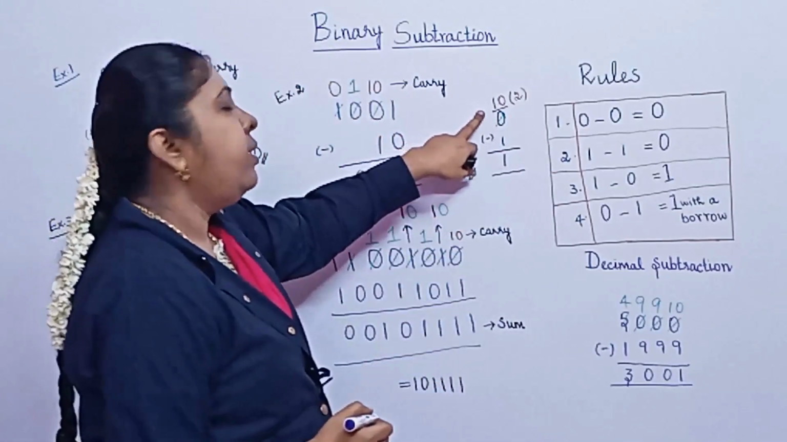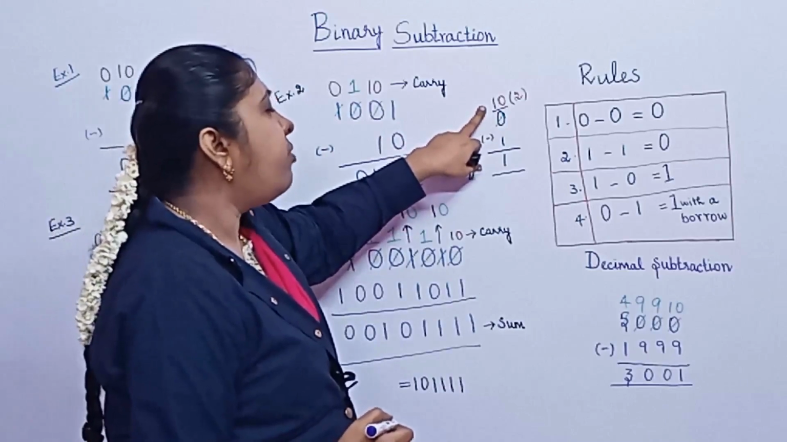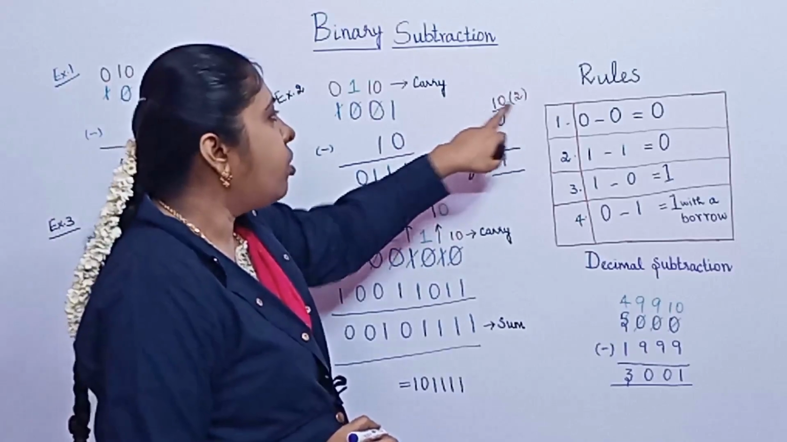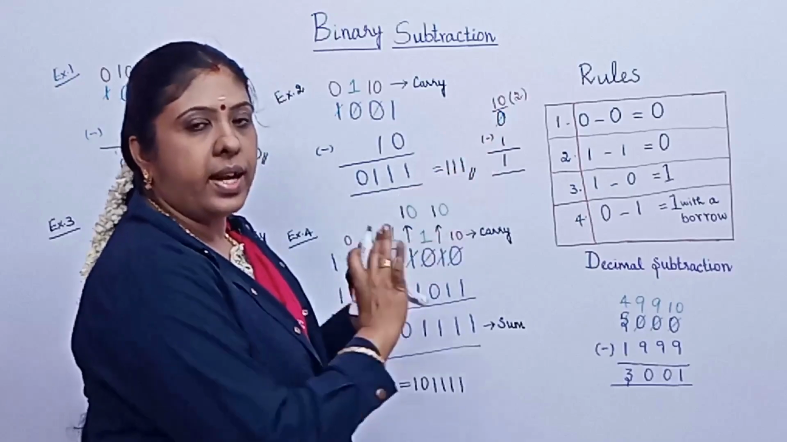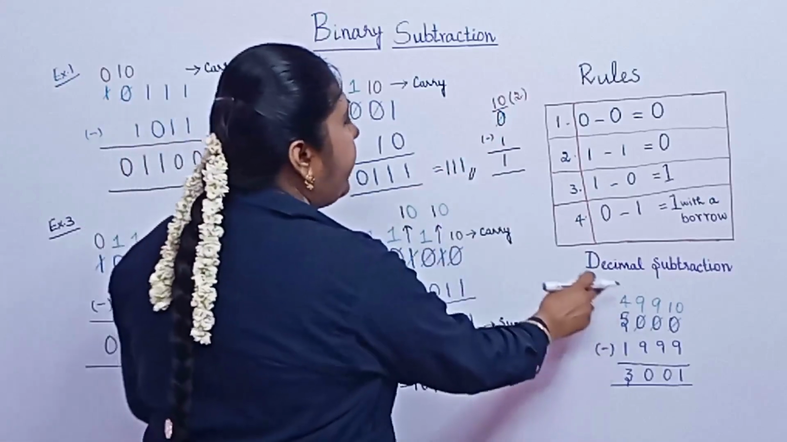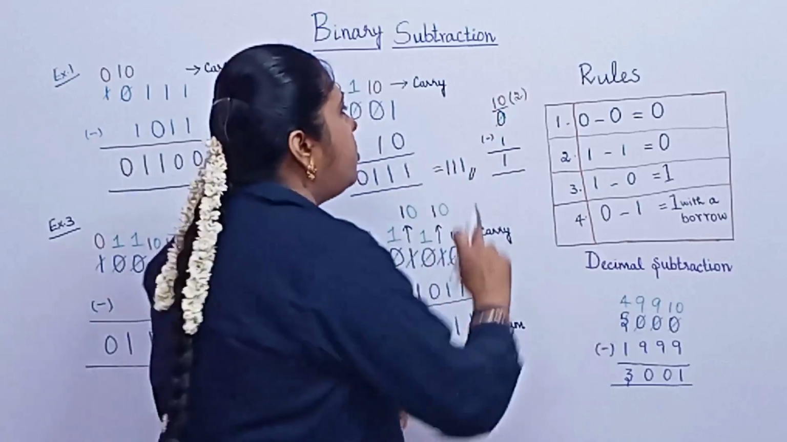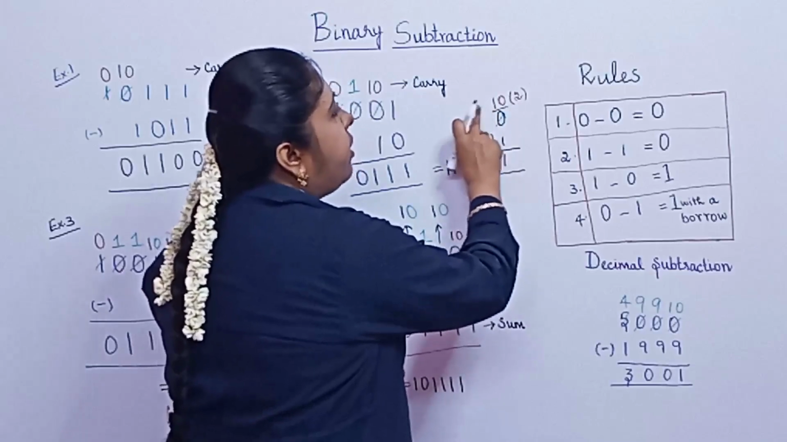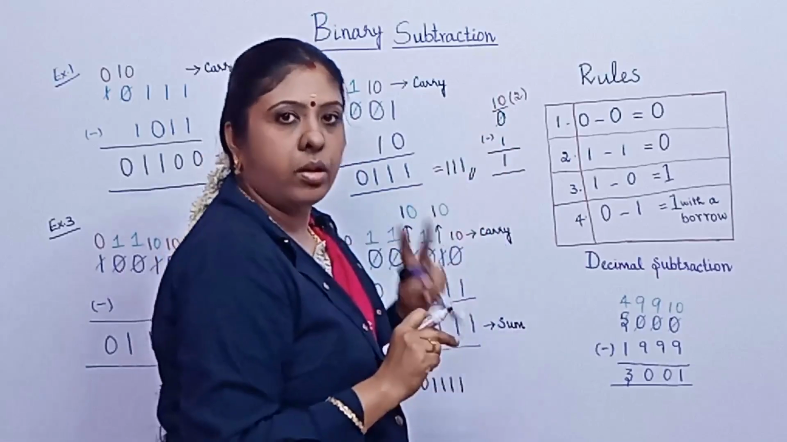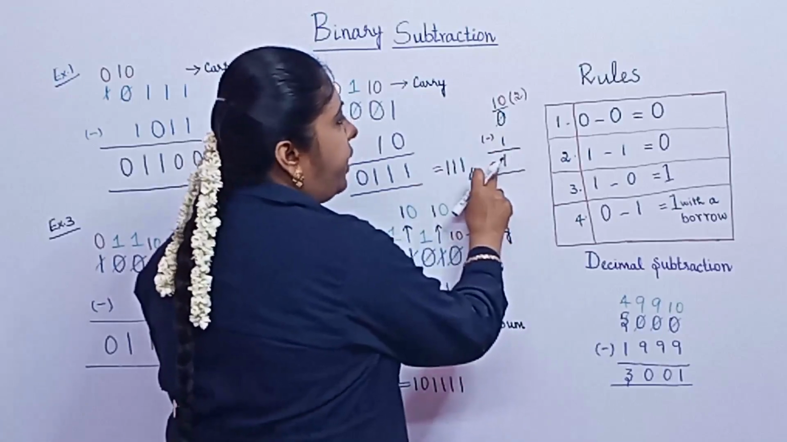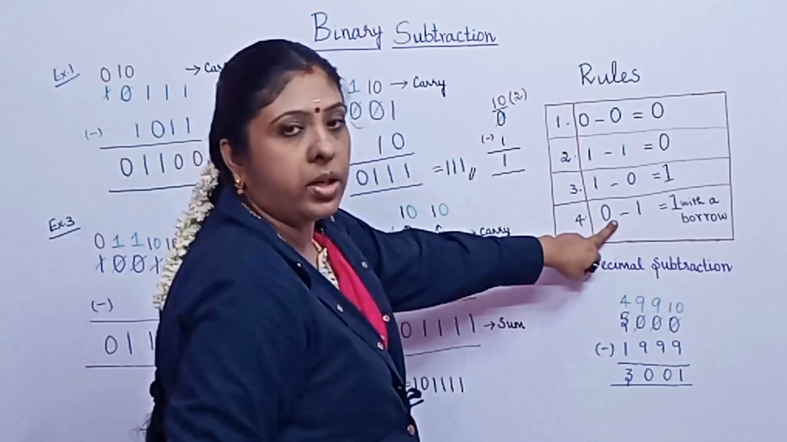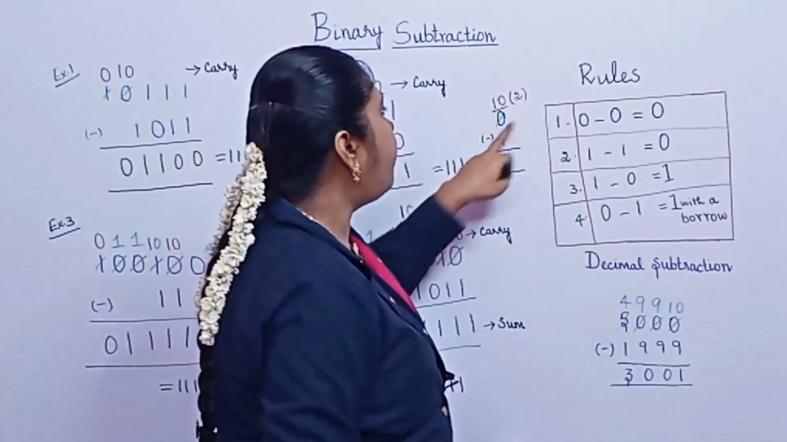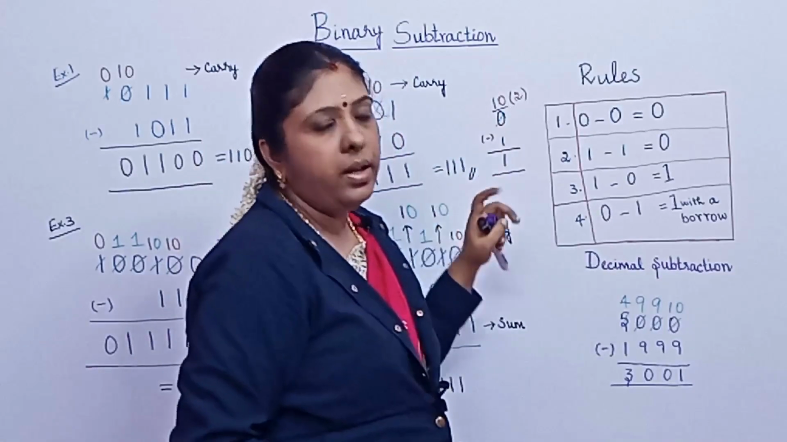What happens if we borrow is that this 0 becomes 10. But in binary, this 10 value when converted to decimal is 2. So just for your easy understanding, I am relating this with decimal and binary. So 0 turns to 10. The binary 10 in decimal is represented as 2. So 2 minus 1 is 1. So here the rule comes: 0 minus 1 equals 1 with a borrow. So 0 minus 1, after borrowing, 2 minus 1, you will get 1.